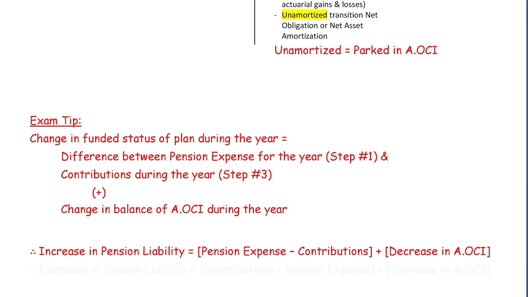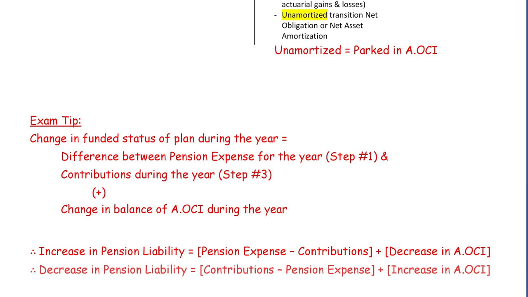And you could write decrease in pension liability. So your pension liability at the end of the year has reduced from what it was at the beginning of the year. That could be because contributions were more than the pension expense, right? Contributions minus pension expense. And it could also be due to an increase in accumulated OCI, right? Plus increase in accumulated OCI.